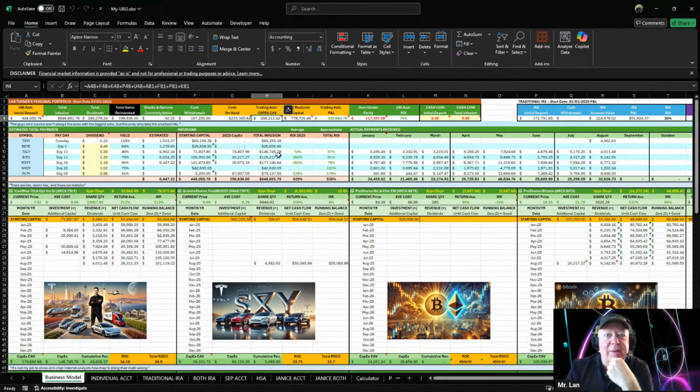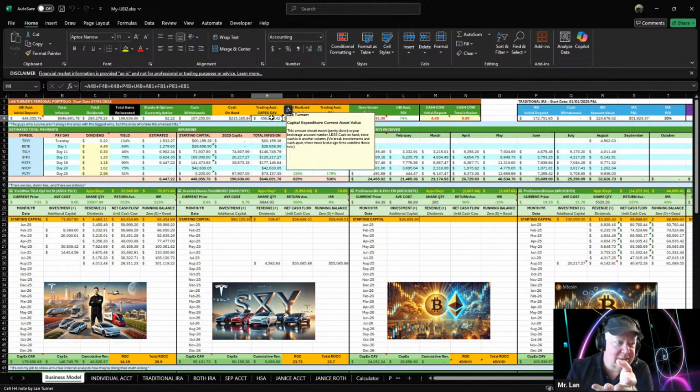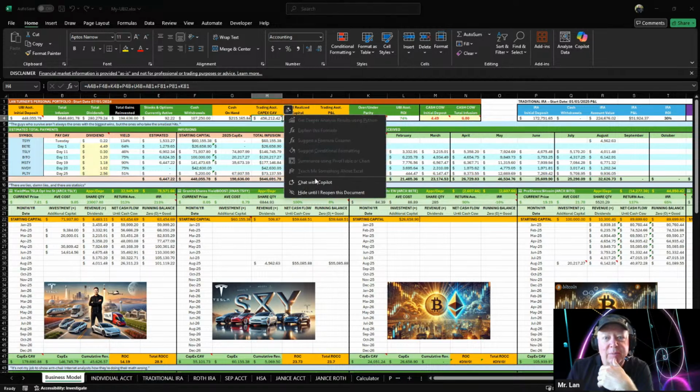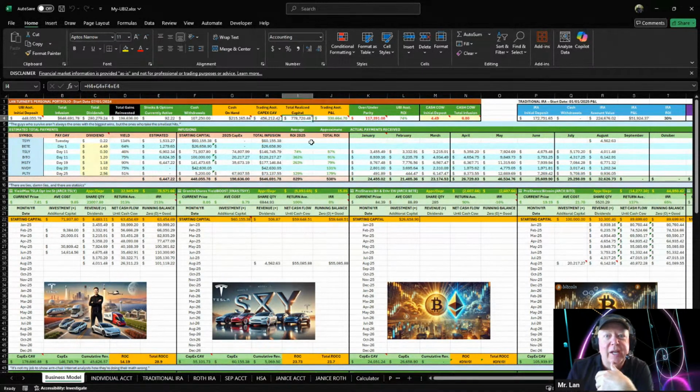And then we got the capital. I'm starting to try and make this look like a business, so I use the terms from a business. So this is capital expenditures, current asset values, and then we got our... Let me close this. This dumb thing keeps popping up. Hide until okay. And then we got total realized capital, 778,000. This is our trading profits, 330,000. And for the year, this is for the 1 year, 330,000 is what I've made.